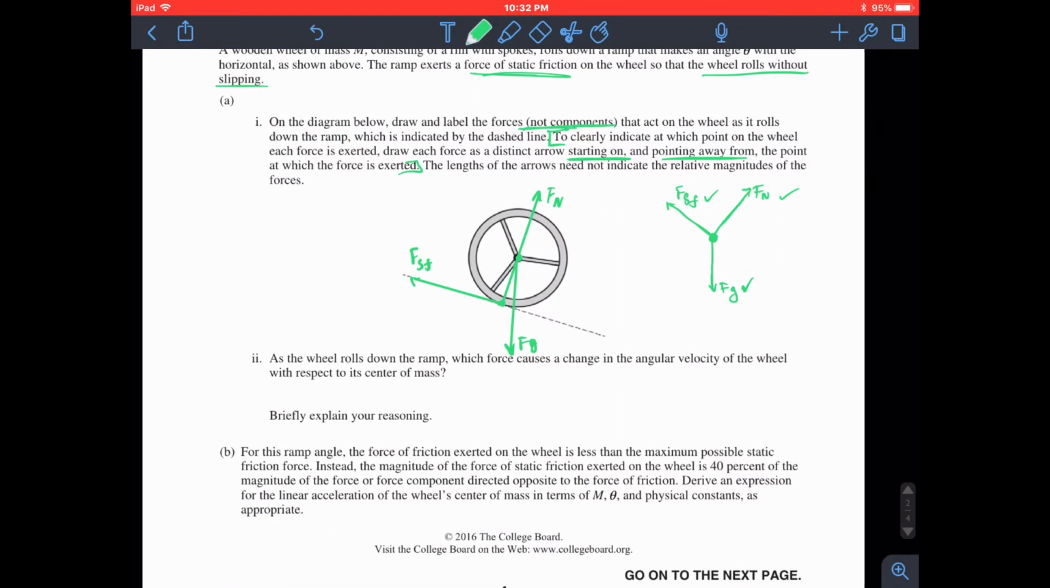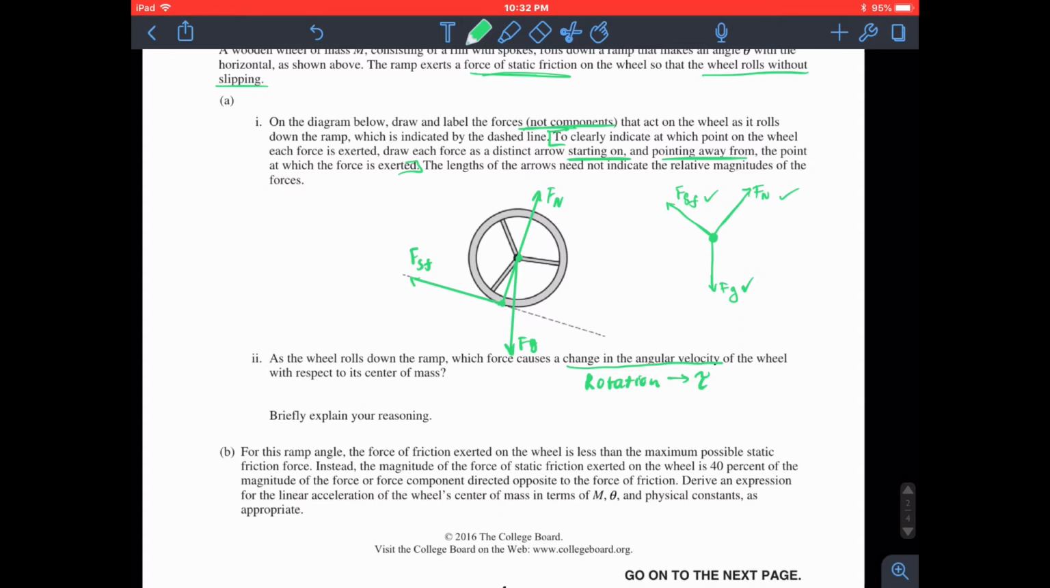As the wheel rolls down the ramp, which force causes a change in angular velocity of the wheel with respect to its center of mass? Okay, so now we're talking about forces, but we're also talking about changes in angular velocity. So when I see anything angular, I'm immediately thinking of rotation. And whenever I think of rotation, I also think of torque, because when a wheel, for example, is applied a net torque, it also changes its angular velocity, right?